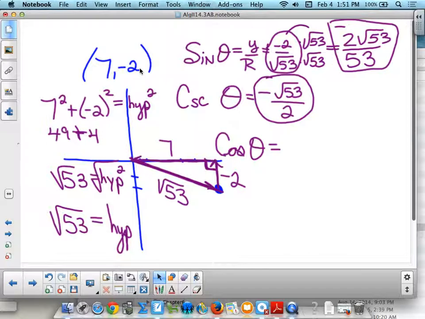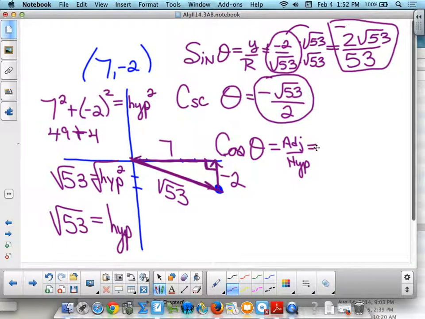Okay. To me, cosine is adjacent over hypotenuse. So you would have to say adjacent would be here, wouldn't it? Right here. 7 over the hypotenuse. Square root of 53. You okay with what I said there? Okay. Now, problem is you can't have square root of 53 on the bottom, so you got to do the whole thing over again.